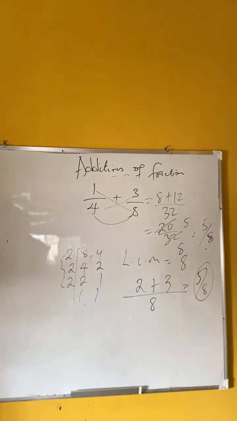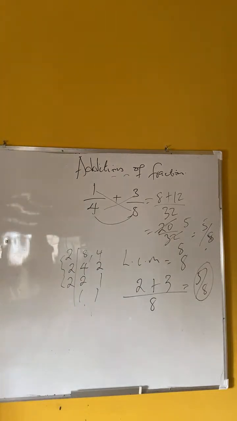Okay? This is basically the method we use to add two fractions together. It works in adding any two fractions together. It's very easy and very fast to get. Adding two fractions together is very, very easy. You just find the LCM and then you solve. Finding the value of the fraction is very, very easy.